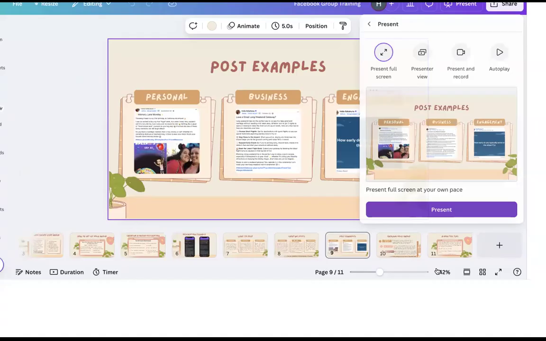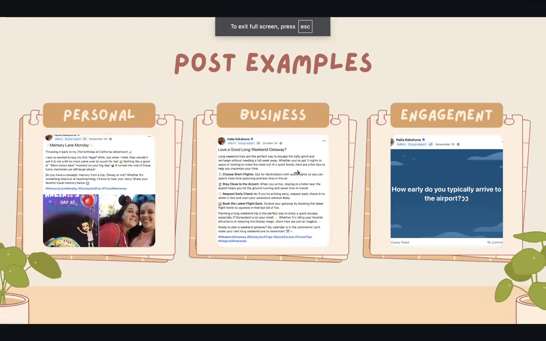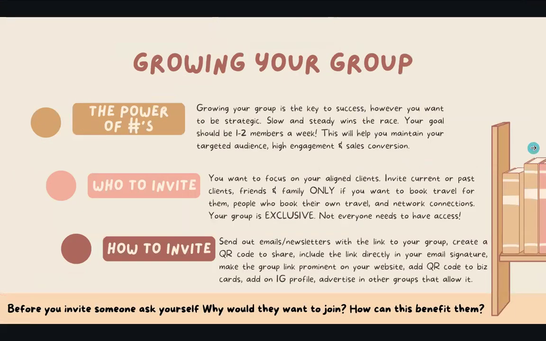So once you have your group set up and you start to post in there, you need to grow it, right? We need to grow the group. Growing it is the key to success, but we want to be strategic, right? Slow and steady wins the race. Your goal should be about 1 to 2 members per week. And this will help you maintain your targeted audience, maintain high engagement, and maintain sales conversion. So people who come in, inquire with you, turning them into bookings, right?